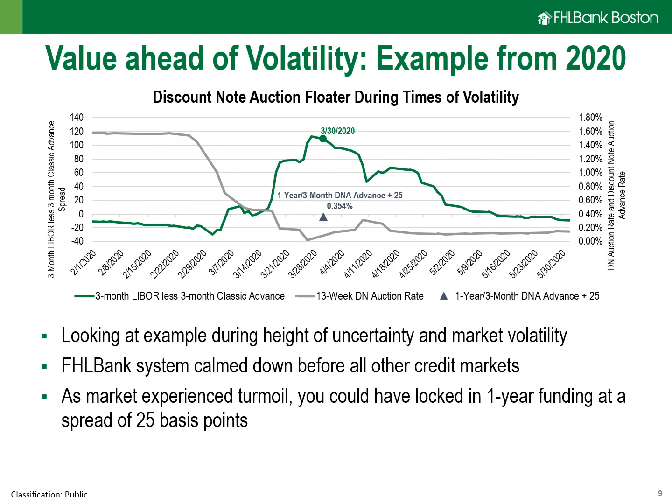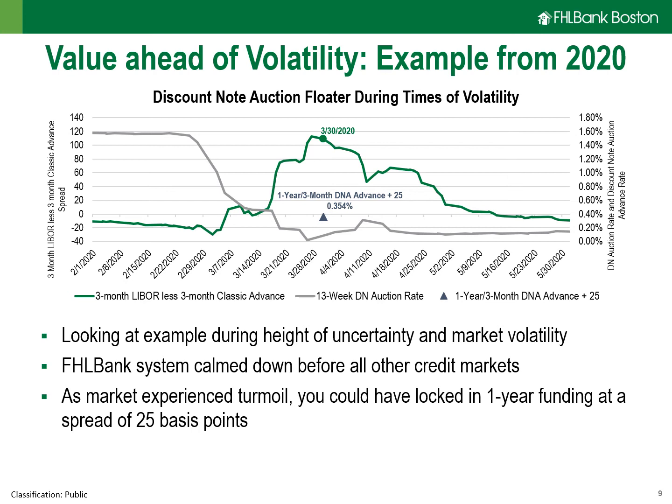We're now gonna look at how the DNA floater has performed in volatile conditions. There's really no better example than the extreme volatility we saw last spring in March and April of 2020. And as a proxy for volatility, this chart that we're looking at here is showing the spread between 3-month LIBOR and the 3-month classic advance, as shown by the green line. And also I'm showing the 13-week discount note auction rate during the same time period.